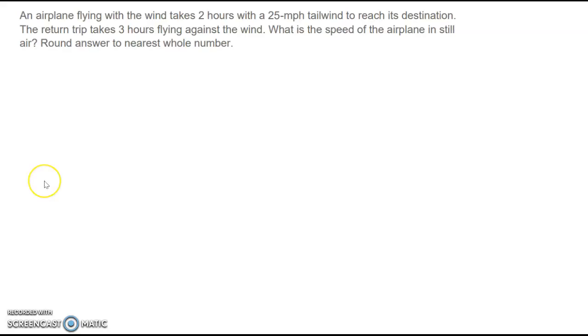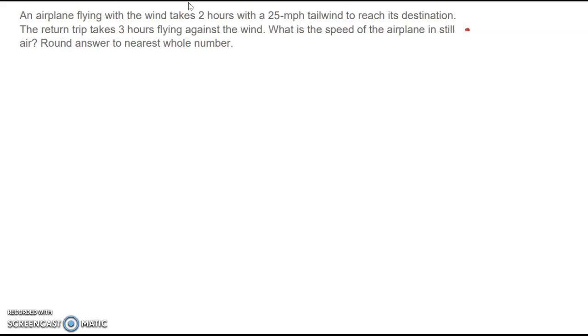We have an airplane that's flying with the wind, takes 2 hours with a 25 miles per hour tailwind to reach its destination. Now the return trip takes 3 hours flying against the wind. What is the speed of the airplane in still air? Round answer to the nearest whole number.